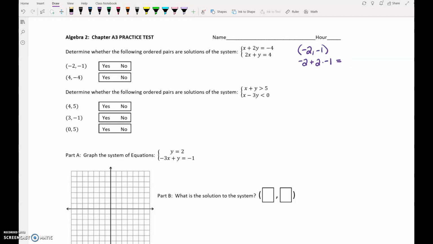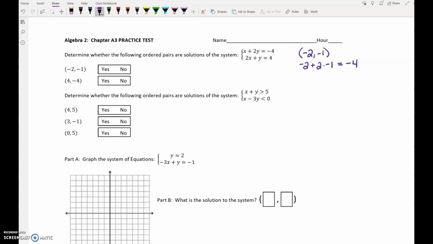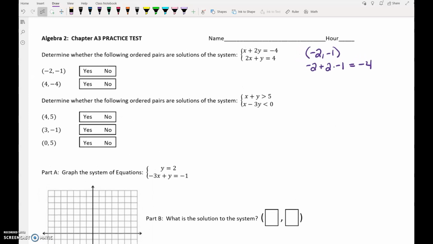We have to see if that equals -4. Does -2 plus -2 equal -4? Yes, it does. So it works for the first equation. Now we have to check it for the second equation. 2 times -2 plus -1, is that going to equal +4? No, that's going to equal -5. Because this ordered pair doesn't work for both equations, it is not a solution.